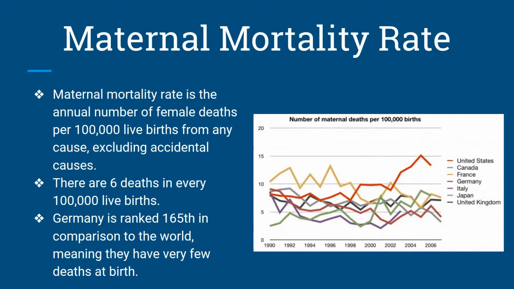Germany being in the 4th stage is a big reason for this. They are a developed country and have more luxuries. The graph on the right is showing Germany's number of maternal deaths per 100,000 births in comparison to other countries.